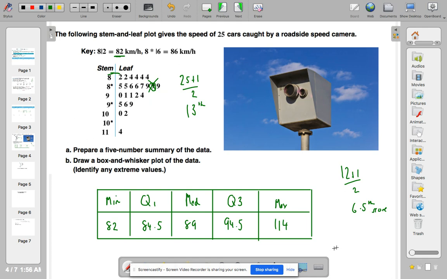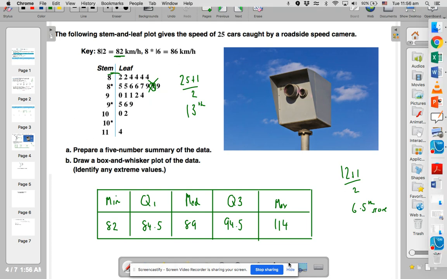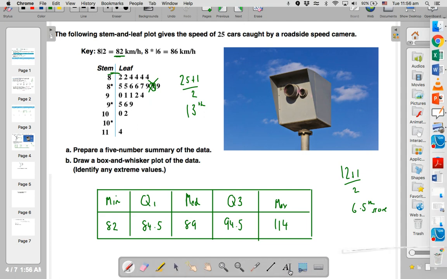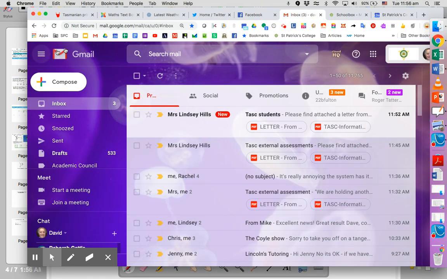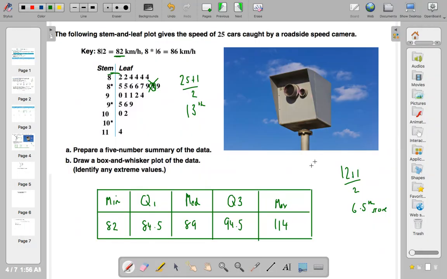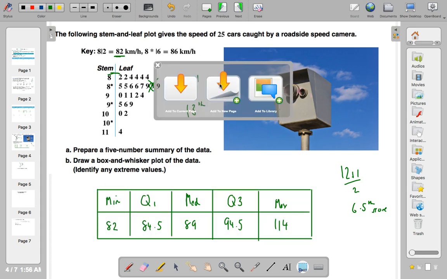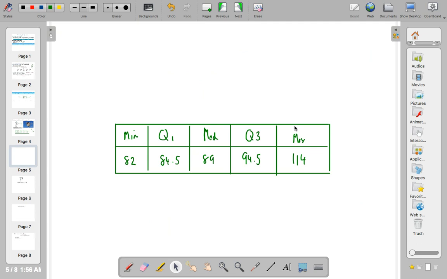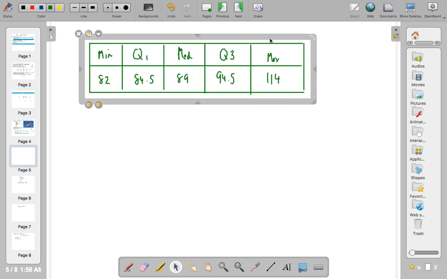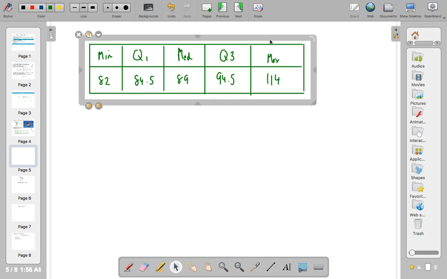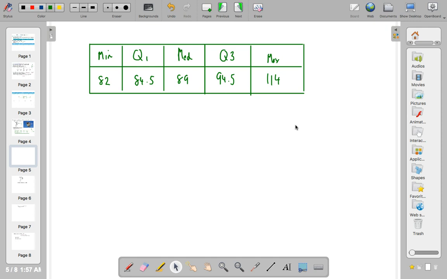So I'm just going to capture this here and copy it onto the next slide. All right, so now we're going to draw the box and whisker plot. Okay. Let's have a look at the box and whisker plot here. So we've got 82 to 114. So I'm going to draw it from 80 to 120.